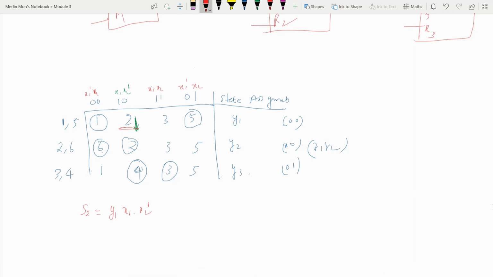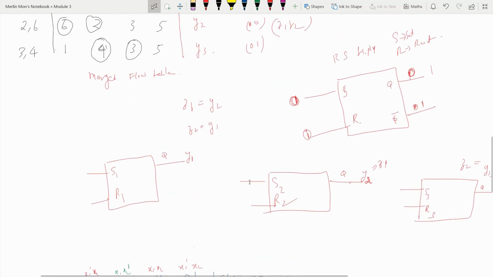So the input of the second flip-flop is this, y1 into x1 into x2 complement.